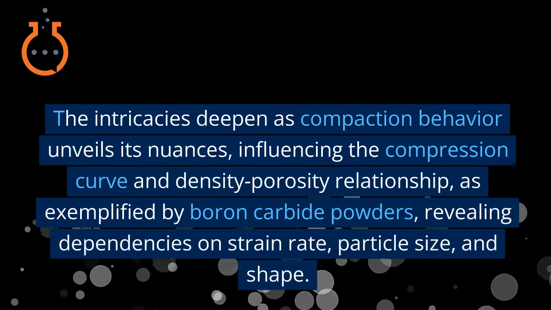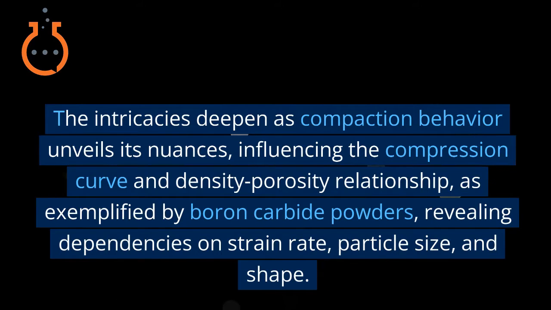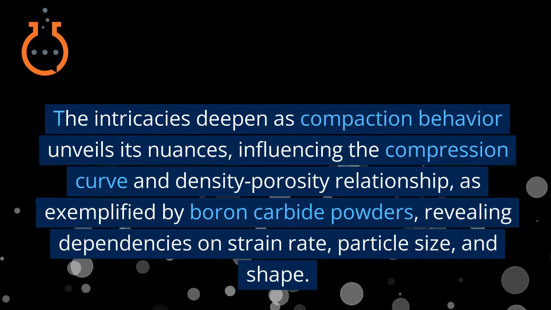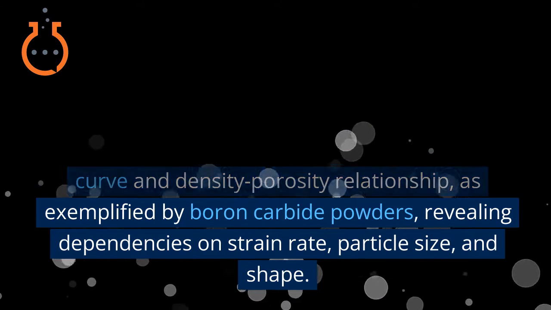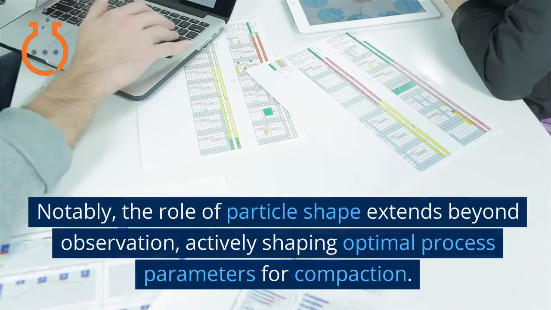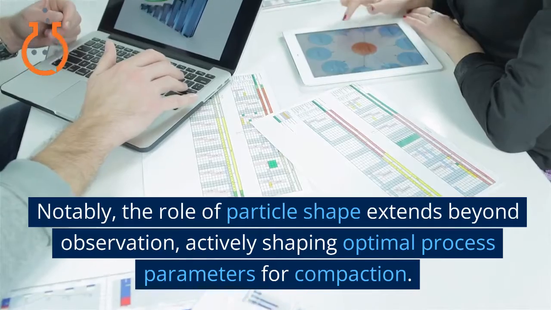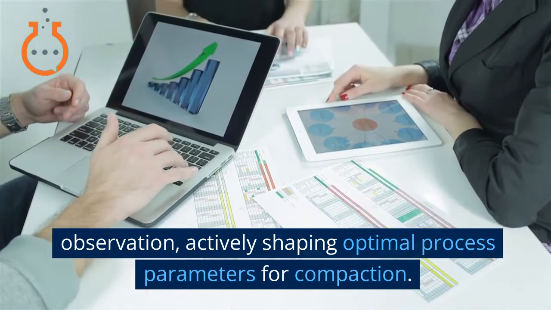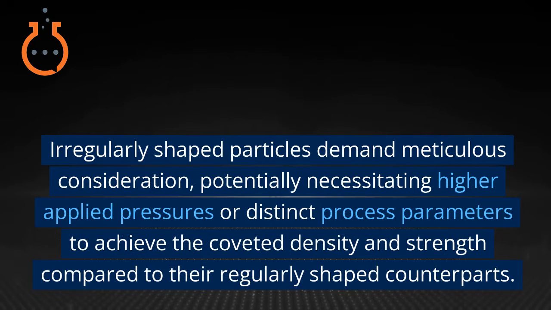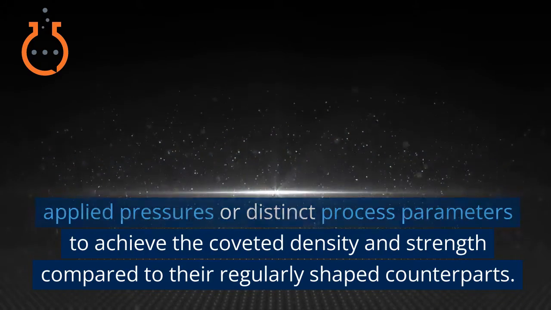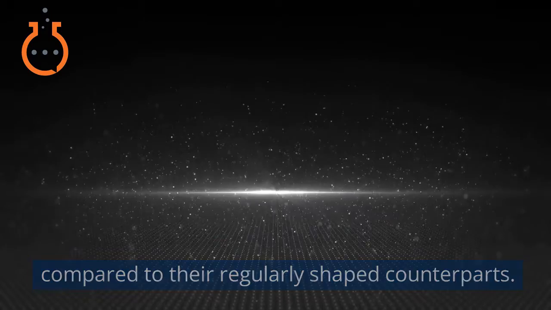The intricacies deepen as compaction behavior unveils its nuances, influencing the compression curve and density-porosity relationship, as exemplified by boron carbide powders, revealing dependencies on strain rate, particle size, and shape. Notably, the role of particle shape extends beyond observation, actively shaping optimal process parameters for compaction. Irregularly shaped particles demand meticulous consideration, potentially necessitating higher applied pressures or distinct process parameters to achieve the coveted density and strength compared to their regularly shaped counterparts.